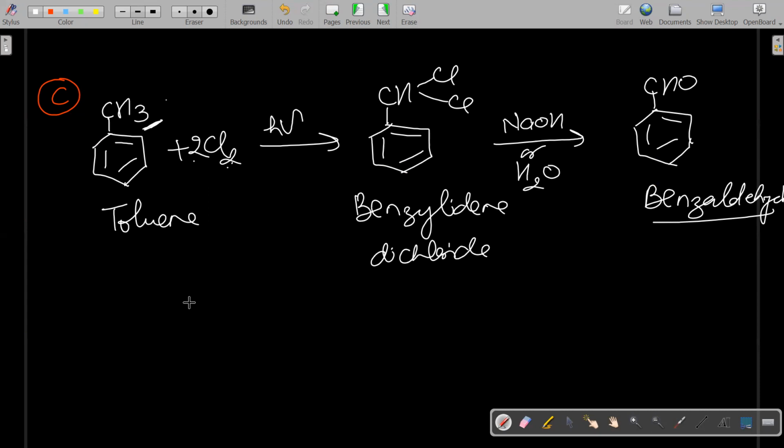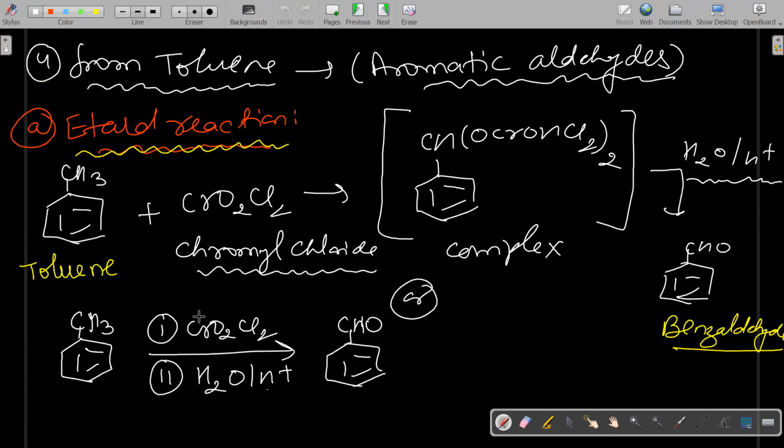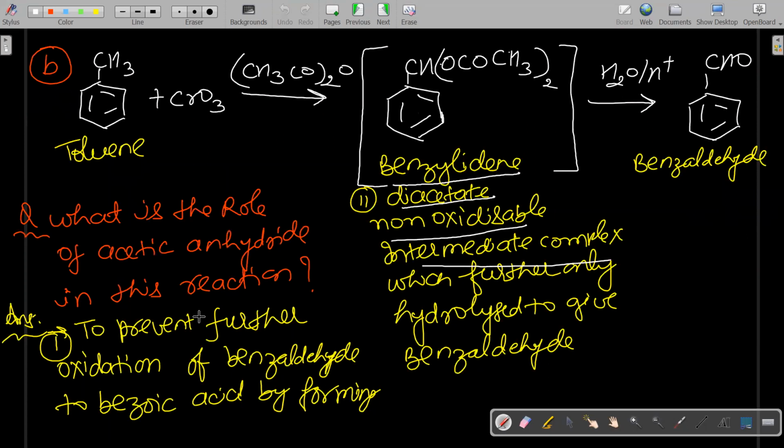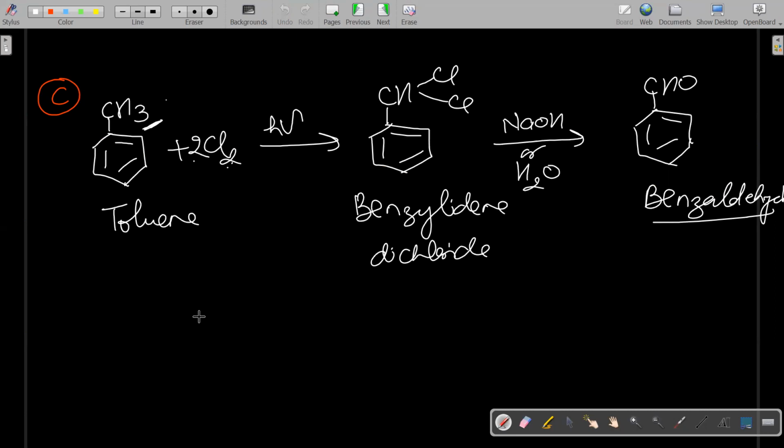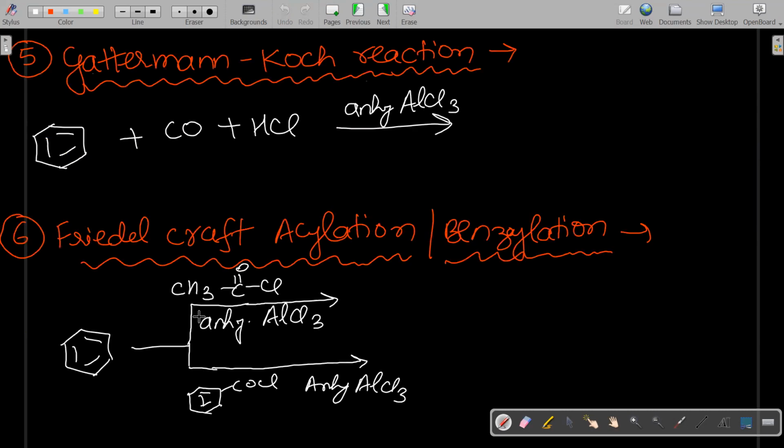So from toluene to benzaldehyde, three reagents can be used: either the Etard reaction, that is chromyl chloride followed by hydrolysis, or second, CrO3 with acetic anhydride followed by hydrolysis, or Cl2 with sunlight followed by hydrolysis. So from toluene to benzaldehyde, we can get it by three different types of reagents. Is it clear? Okay. So now this is one more reaction, that is the Gattermann-Koch reaction.